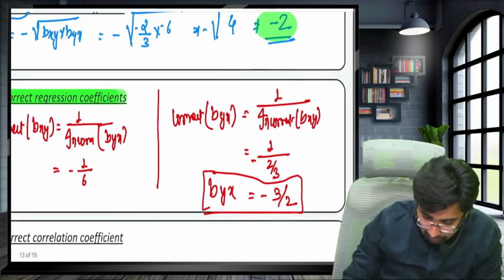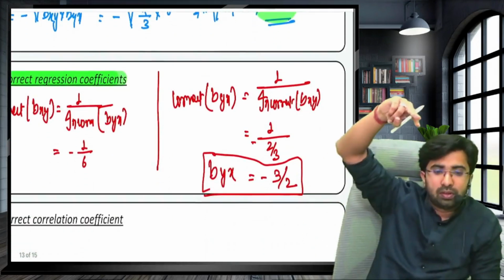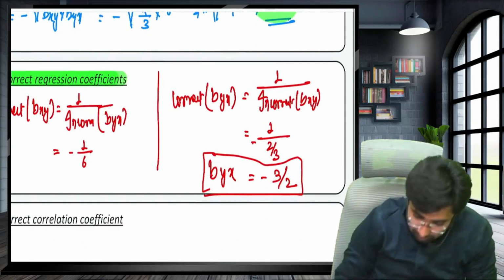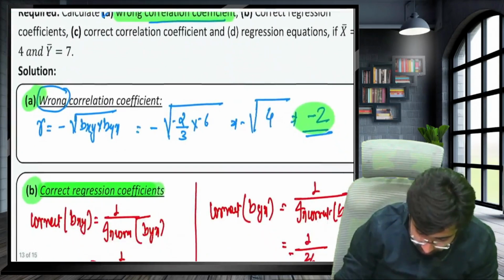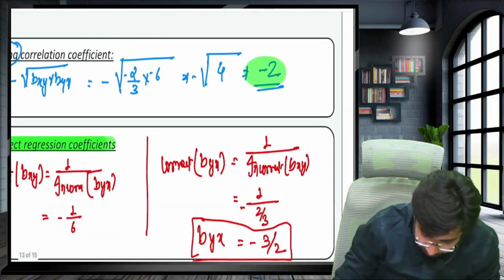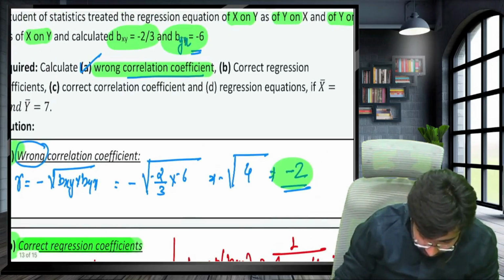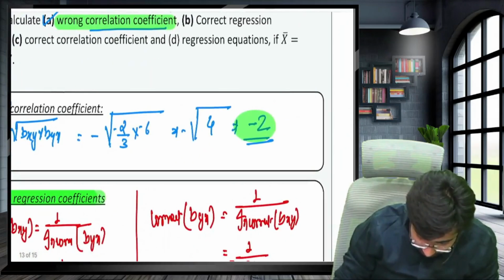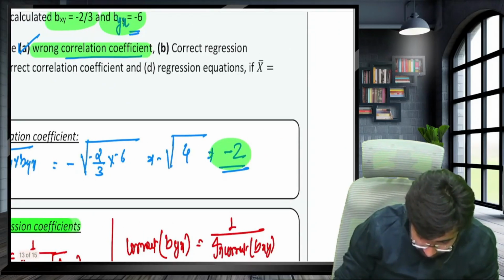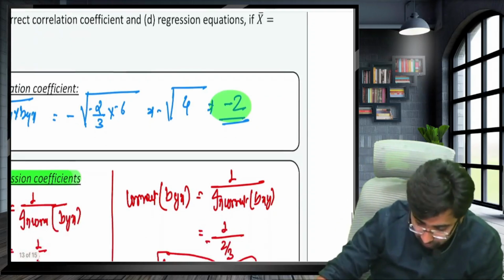Yes, got it, guys. I have taken right. X on y is minus 2 by 3. I have taken minus 2 by 3. This will go above. Okay, I got it. Sorry. Correct x on y, 1 upon this, correct y on x. No, guys, I have taken right. Everything is right. Nothing is wrong.